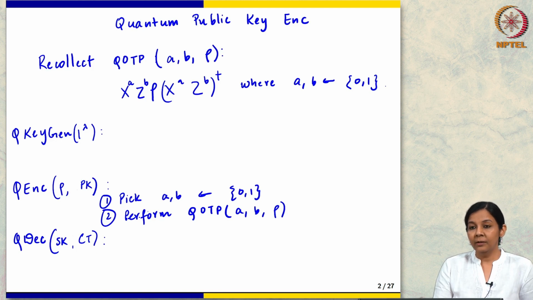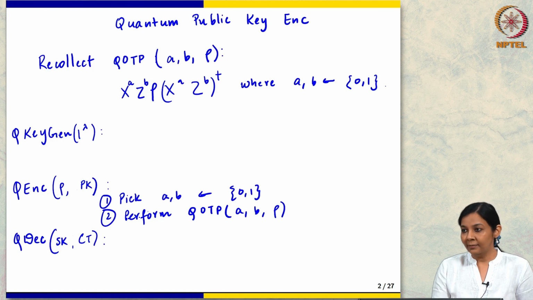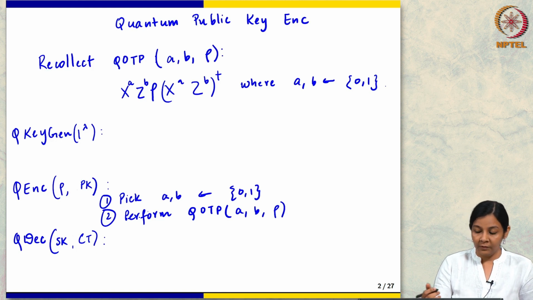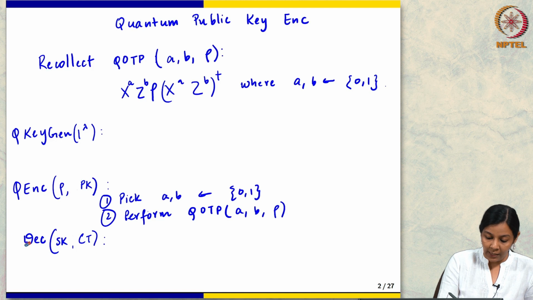Even decryption is not clear here. How will I even decrypt? In the OTP case, to decrypt I need A and B, and if the encryptor is picking A and B at random, then obviously the decryptor cannot decrypt. Exactly. So, encrypt A and B using classical PKE, that is the obvious thing to do. So, let us just do that.